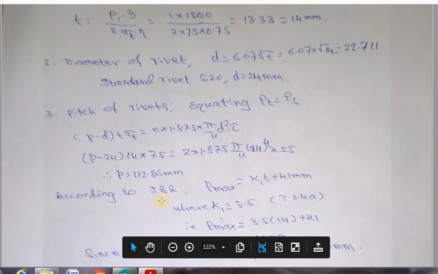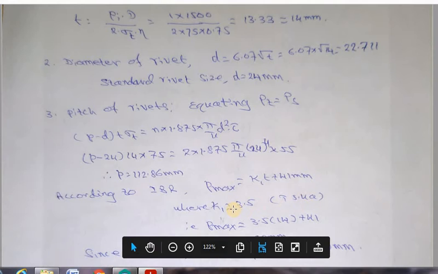But there is an IBR recommendation. In the data handbook, this equation is available for recommendation to calculate pitch. P maximum is going to be K1 t plus 41 mm. K1 is going to be 3.5 from table 5.4a.